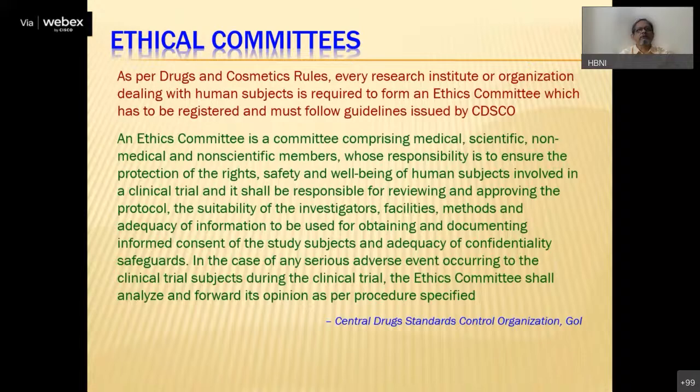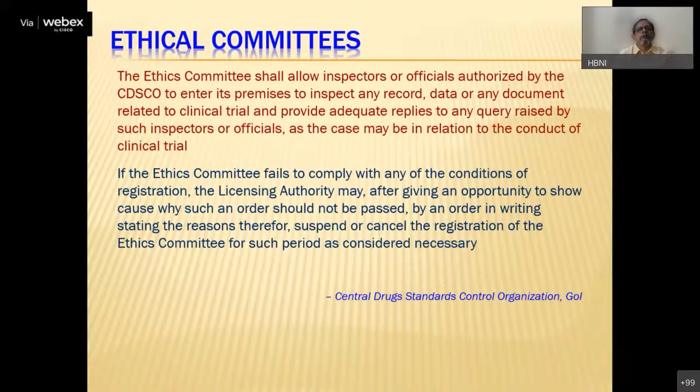So there are several such guidelines and rules, and the ethics committee of that particular institution must allow the inspectors or officials who are authorized by the CDSCO to enter its premises to inspect any record, data, or any document related to the clinical trial and provide adequate replies to any query raised by such inspectors or officials, as the case may be, in relation to the conduct of the clinical trial.